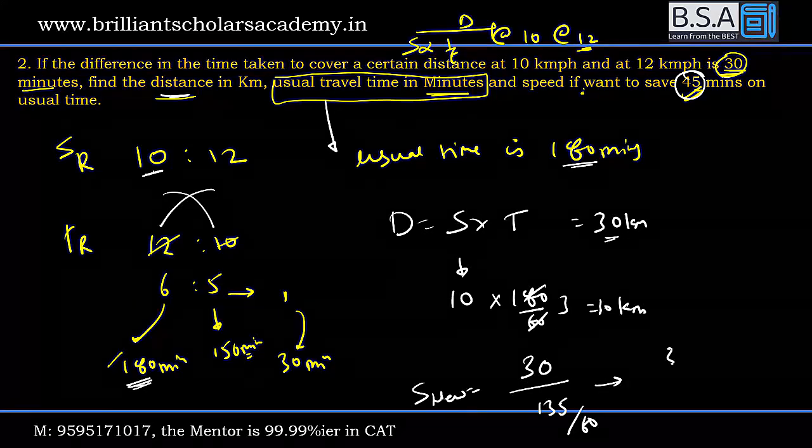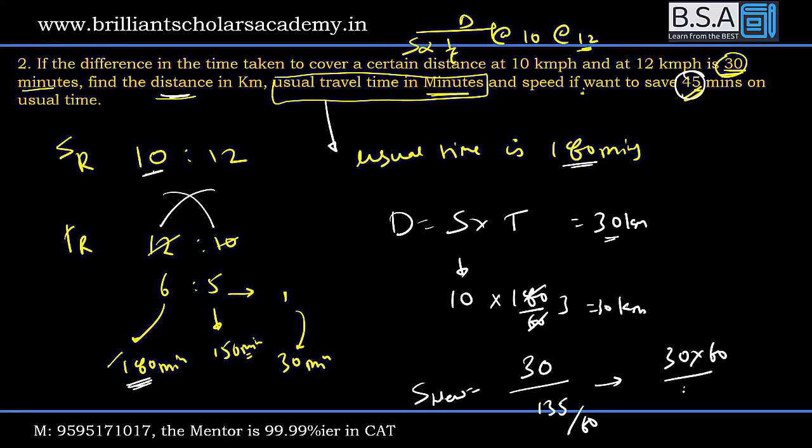45 minutes saving wala? 30 into 60 upon 135. जितना हो सके cancel कर लो. This is 15 into 2. This is 15 into 9. 3 into 3. 3 into 20. So 40 upon 3 kmph will be the speed. Take your time, observe. Simple questions. First 10 questions, first 9 questions are like that.